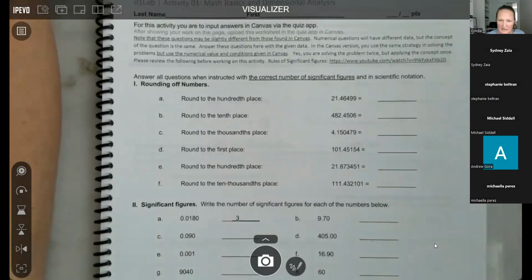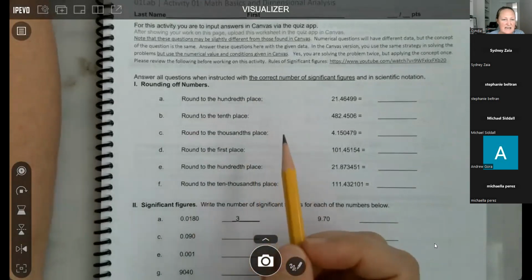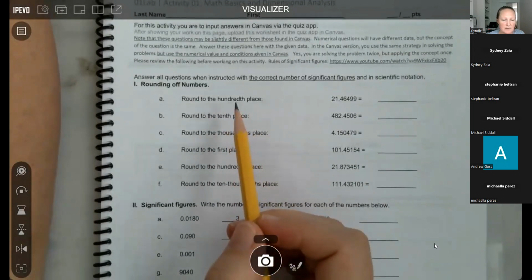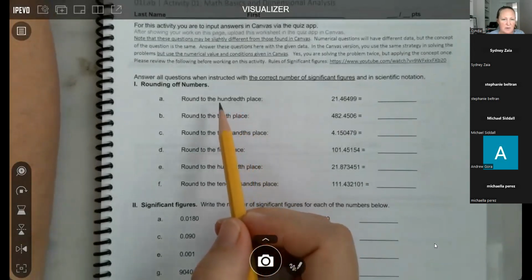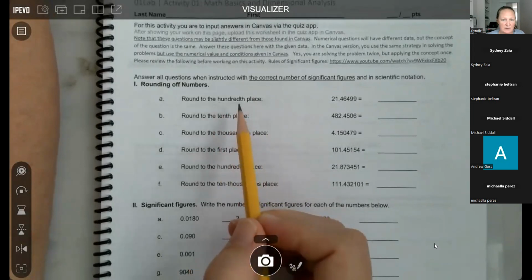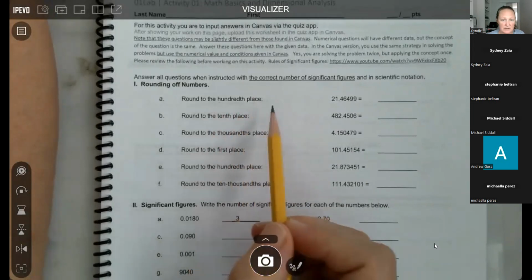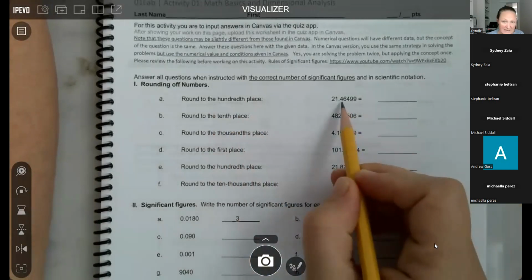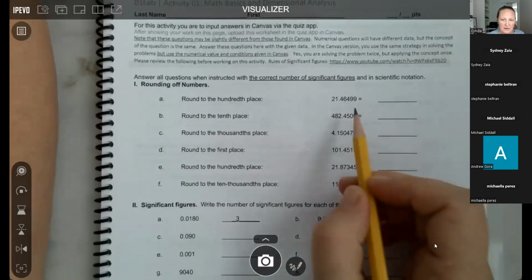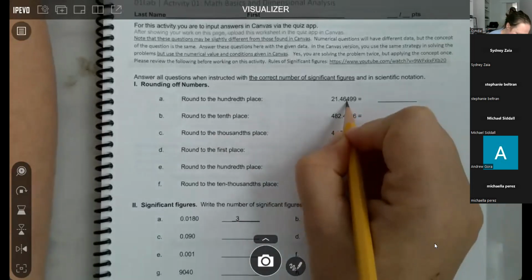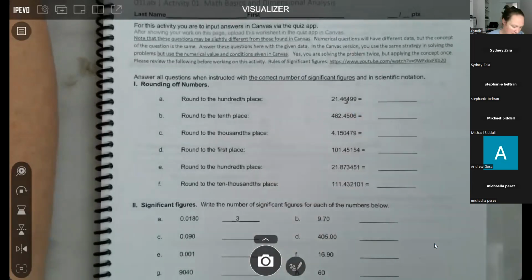So I think the tricky thing with this one might have been that what it says in Canvas is different than the book. For example, in the book, it says to round to the 100th place, right? So this would be the 10th place and then the 100th place. So you would be rounding after the 6, and 499 would round down, right?